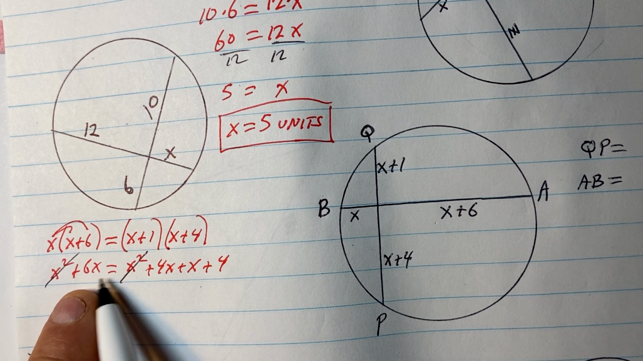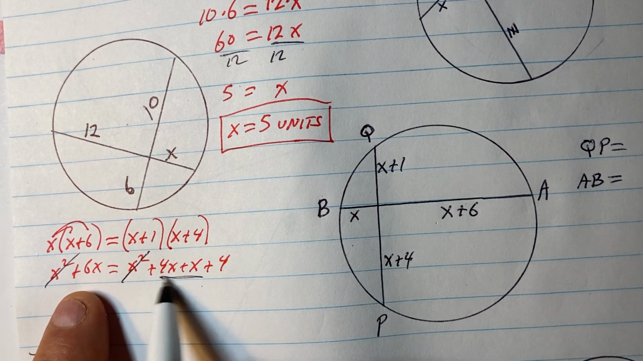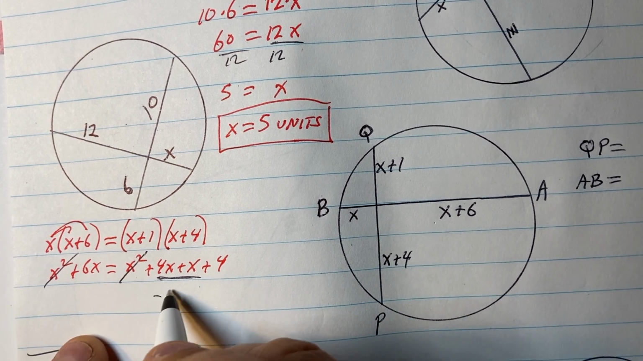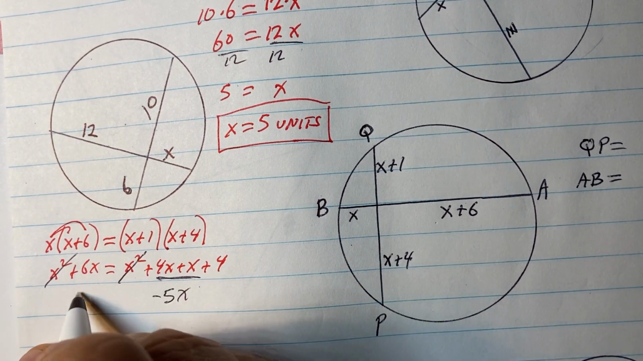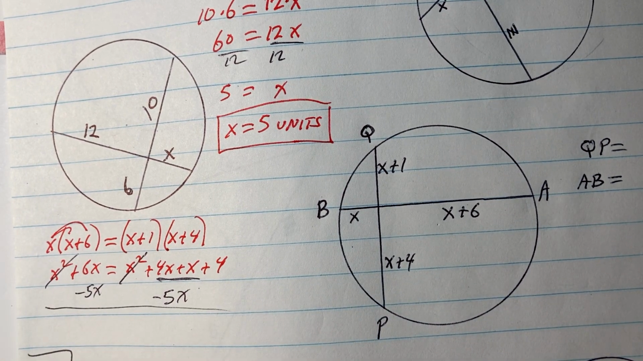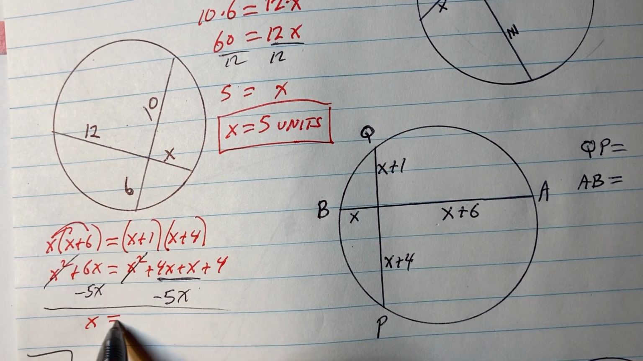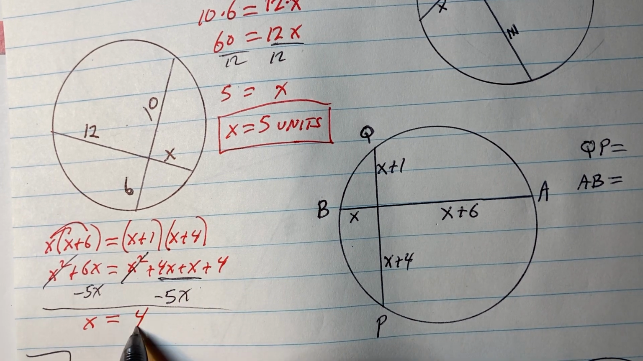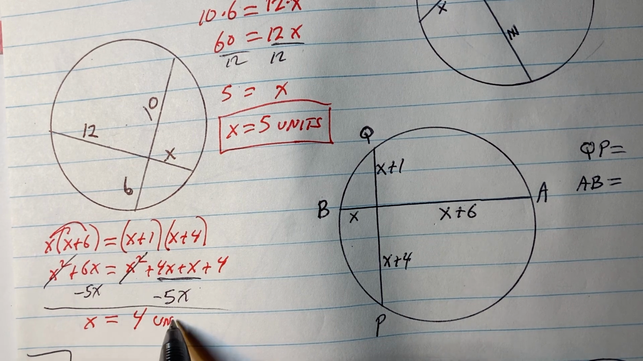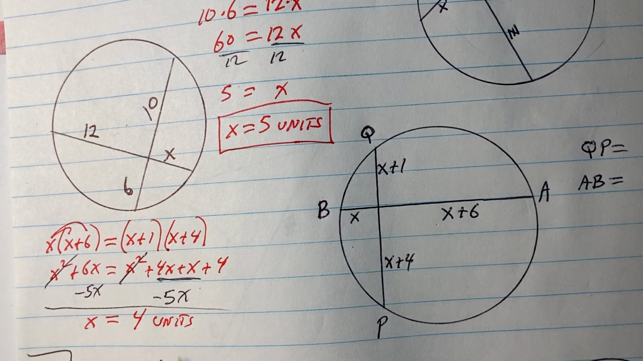So this is going to be 5x. So that's 6x, that's larger. So subtract 5x on both sides. And we get x equals 4 units.